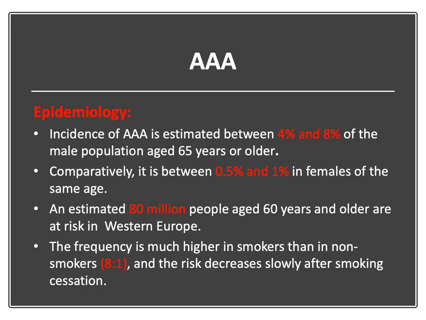Epidemiology. Incidence of AAA is estimated between 4% and 8% of the male population aged 65 years and older. Comparatively, it is between 0.5% and 1% in females of the same age. An estimated 80 million people aged 60 years and older are at risk in Western Europe. The frequency is much higher in smokers than in non-smokers, about 8 to 1, and the risk decreases slowly after smoking cessation. So imagine how important smoking is in the development of AAA.